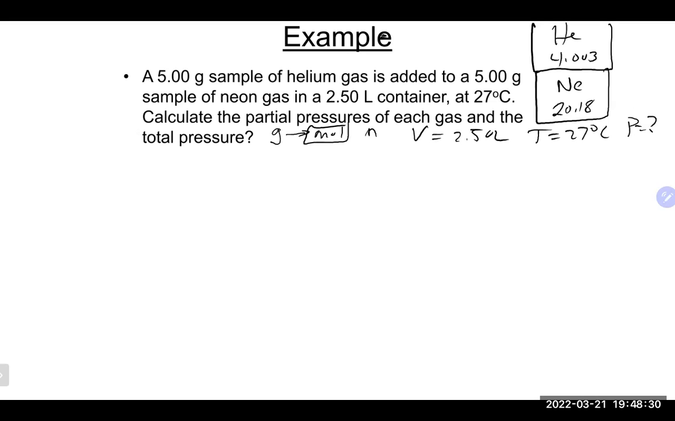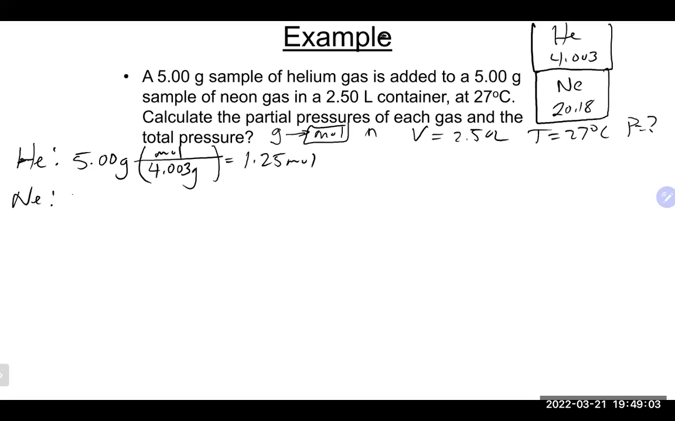So to do that, we do want to first probably convert our grams into moles. We do that using the molar mass. So for helium, we would take our 5 grams, we would go to the periodic table, and we see that is 4.003 grams per mole for helium, and that gets us 5 divided by 4.003. We'll call it 1.25 moles.